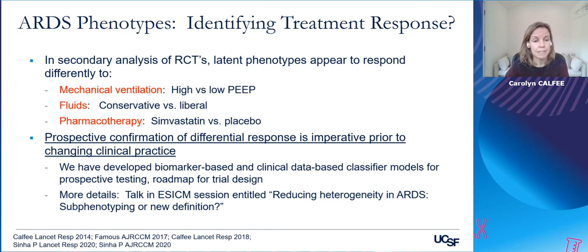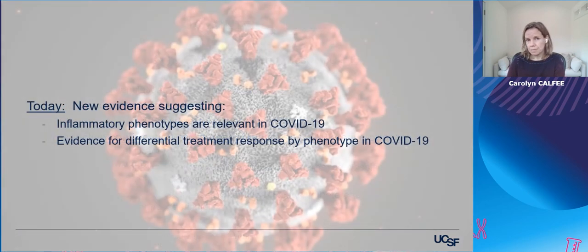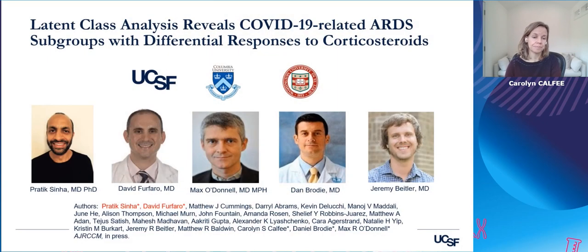We've developed biomarker-based and clinical data-based classifier models for prospective testing, as well as a roadmap for trial design. And if you're interested in more details on this, I'm giving a related talk in a separate session in this meeting. The session is entitled Reducing Heterogeneity in ARDS, Subphenotyping, or a New Definition. But today I'm going to focus on something slightly different. I'm going to show you some new evidence that suggests that these inflammatory phenotypes that we've described are actually relevant in COVID-19, as well as some interesting, intriguing evidence for differential treatment response by phenotype in patients with COVID-19.